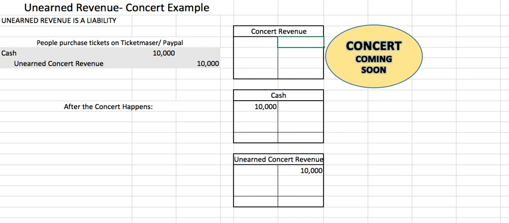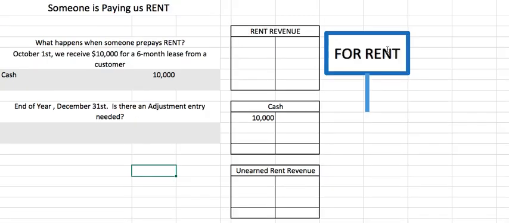Our next example is rent. Let's say that you own a building and you put up a for rent sign. Okay, you find a customer. They're going to pay you $10,000 for a 6-month lease. So you debit cash for $10,000. Here's our debit to cash, of course, because we got more cash.